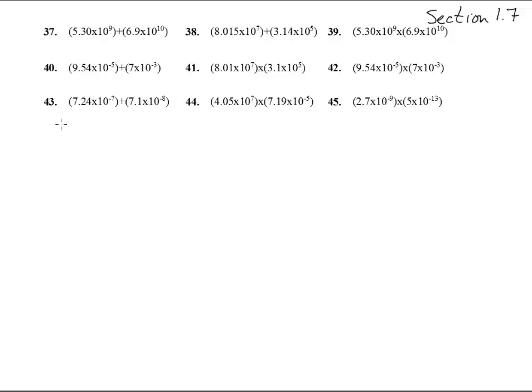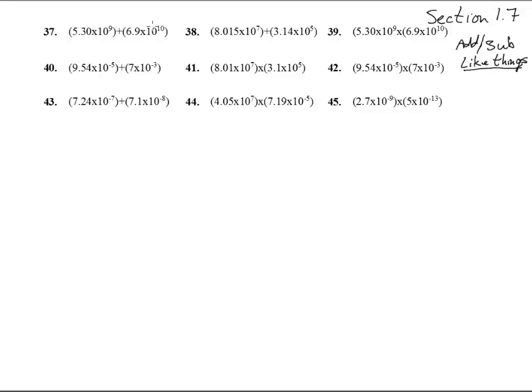Here we are in section 1.7 with solutions to numbers 37 through 45. A couple of things that we're going to remember that I'm going to write over here: number one is that when we are adding and subtracting, so when we're adding on these, I don't think there are any subtraction problems, we need like things. That has been a basis since we started adding, that we need like things.